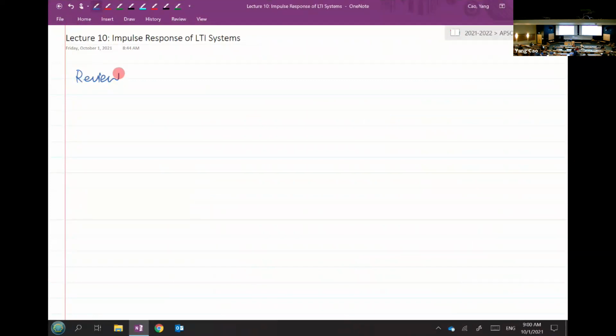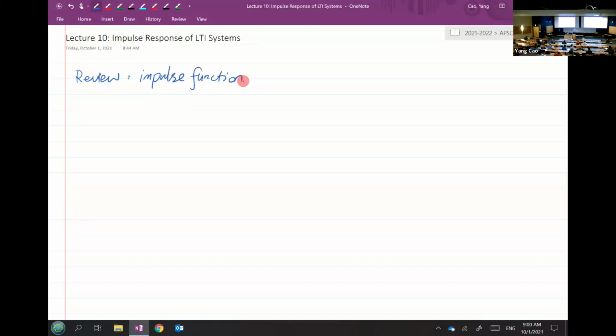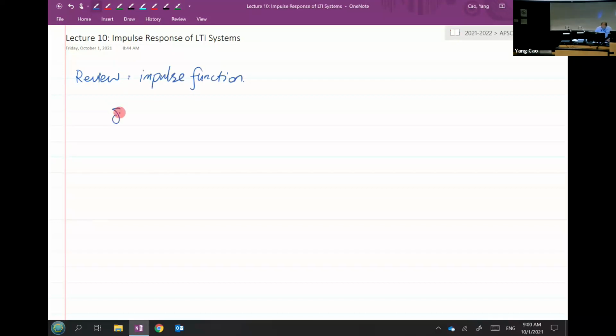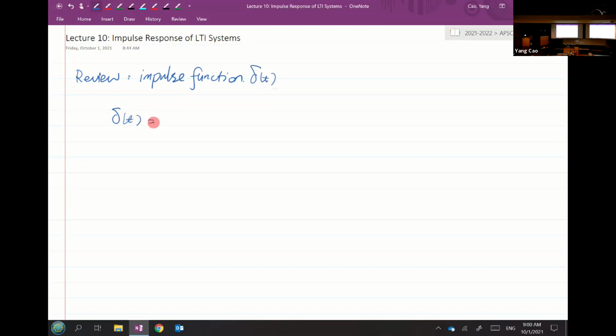Good morning. Let's get started. Okay, so just a very quick review on what we did in the previous lecture. It's about the impulse function. The impulse function is defined as delta t.